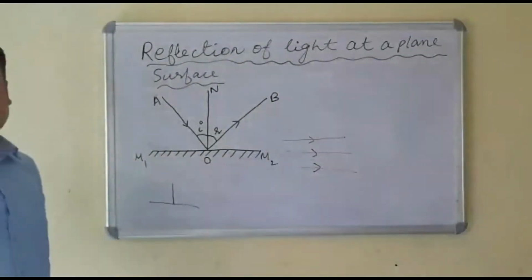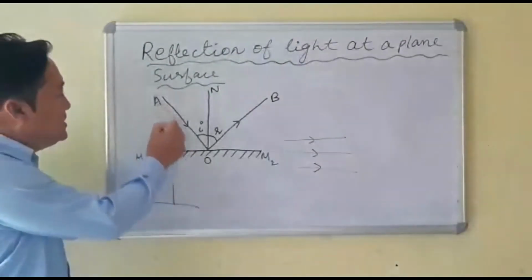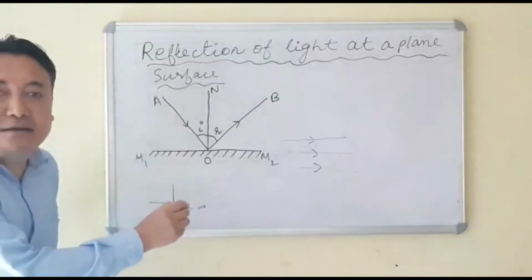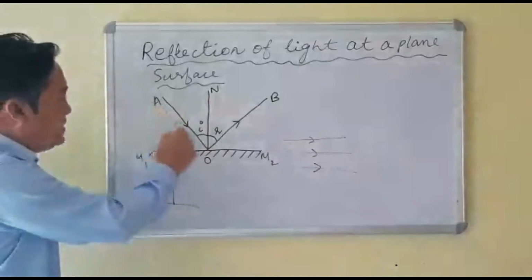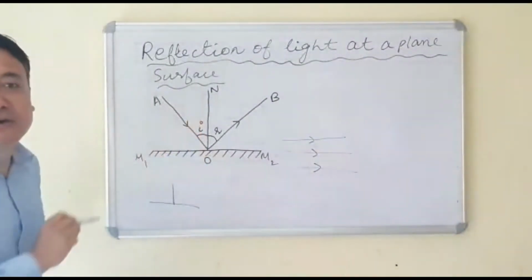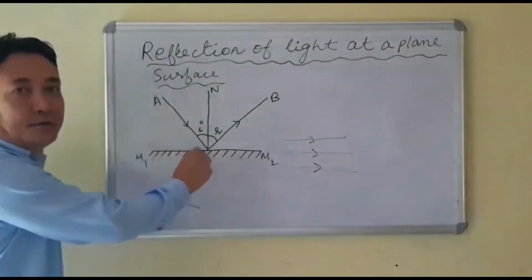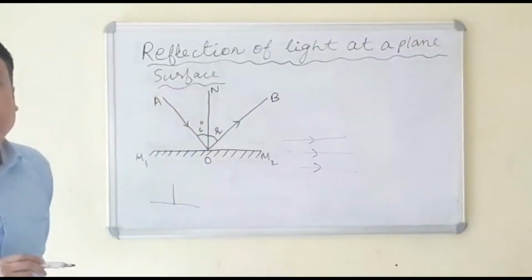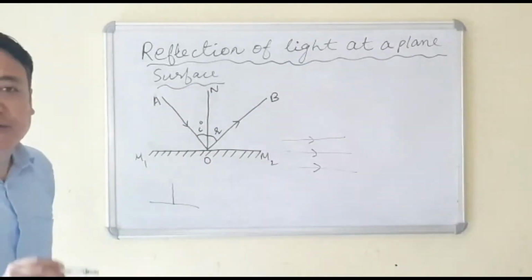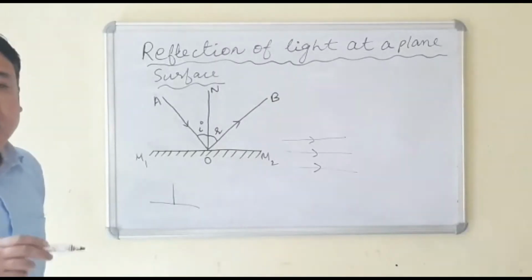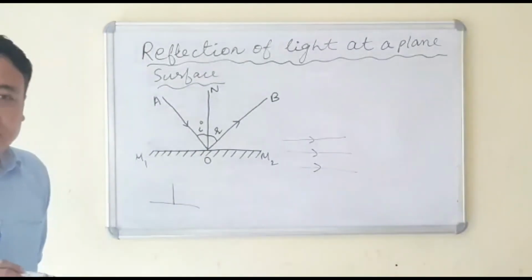Then the next one is angle of incidence. Now this incident ray AO will form an angle with the normal NO. NO is the normal, and this incident ray will form an angle with the normal at O. The angle made by the incident ray with the normal is known as the angle of incidence. So I, small letter i, is the angle of incidence.